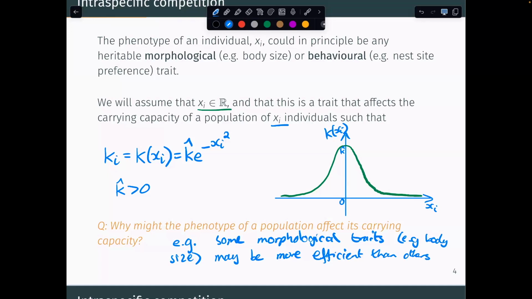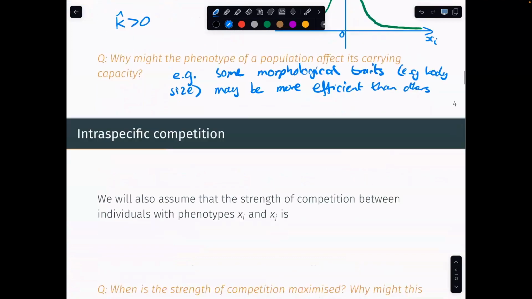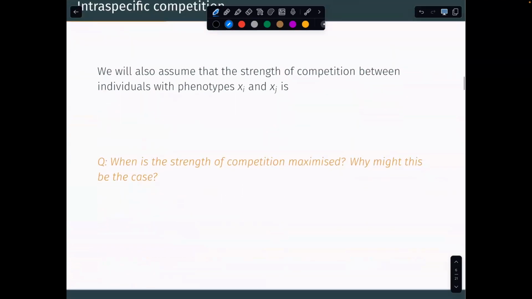Okay, so we've got a function here for K, or Ki, and we're also going to assume that the strength of competition between individuals with two different phenotypes, well, they could be the same phenotypes, so phenotypes xi and xj, is going to be Aij, and this Aij is just a function of xi and xj. It's going to look fairly similar. I'll assume again a negative exponential, a Gaussian here, e to the minus brackets xi minus xj squared.